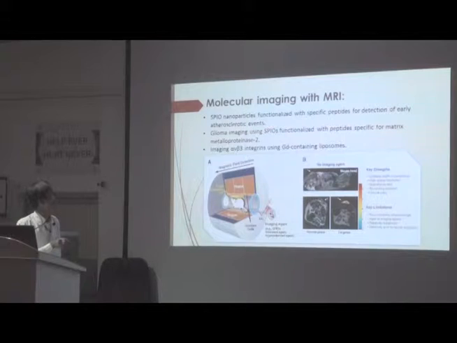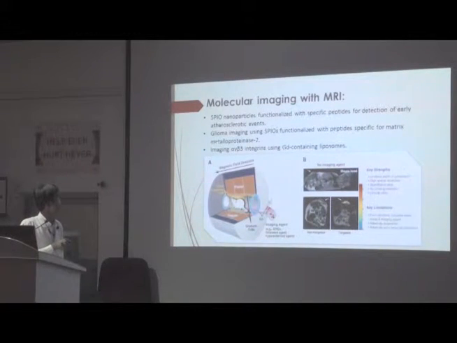So in molecular imaging with MRI, we are using superparamagnetic iron oxide nanoparticles functionalized with some specific peptides for detection of early atherosclerosis events. And glioma imaging also can be done by using superparamagnetic iron oxide nanoparticles functionalized with peptides specific for matrix metalloproteins. And imaging with alpha v beta 3 integrins using gadolinium containing liposomes.